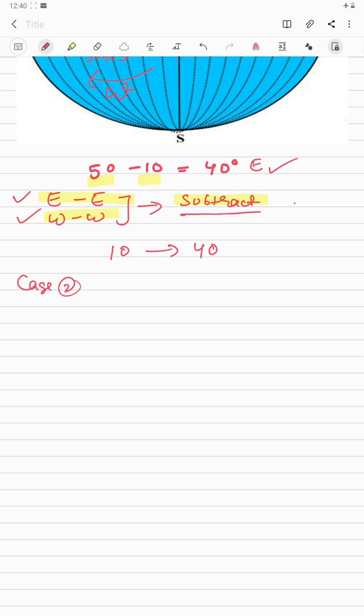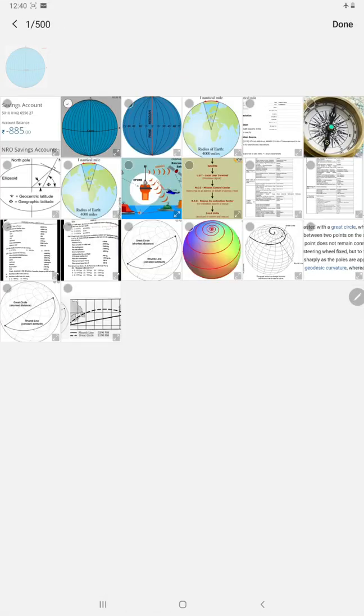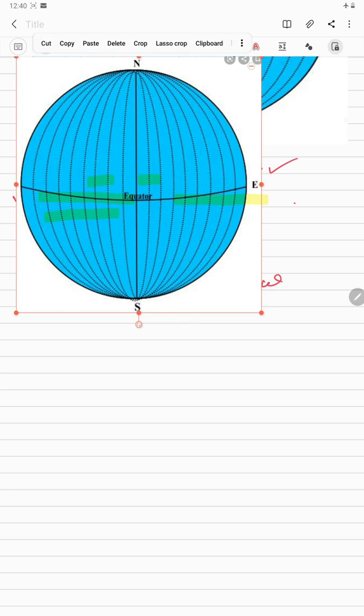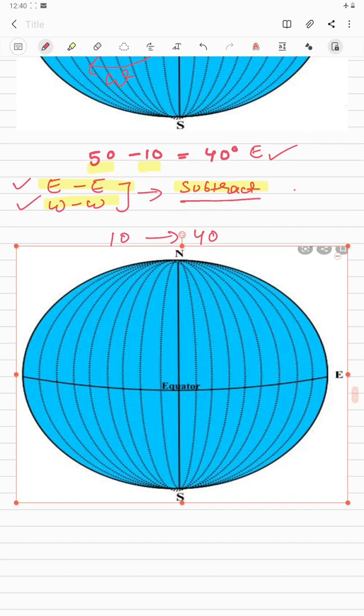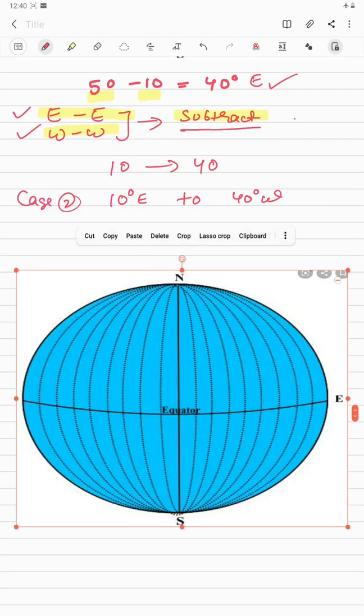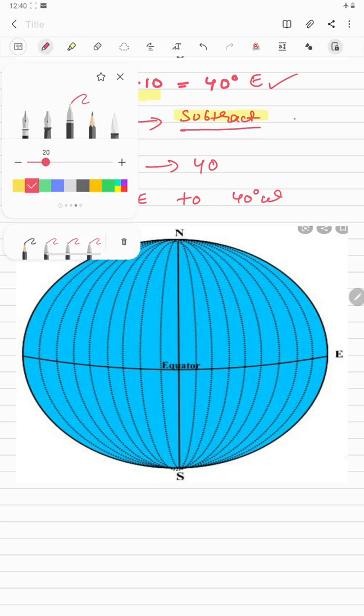So let's take an example. Suppose you are moving from 10 degree east, guys, towards the 40 degree west. How are we going to solve these kinds of examples? Have a look here, guys. I'm going to put up that image for you. I have downloaded this image because if I draw on this image, it is very clear for you. So this is the example. Now we are going to solve on this particular diagram.